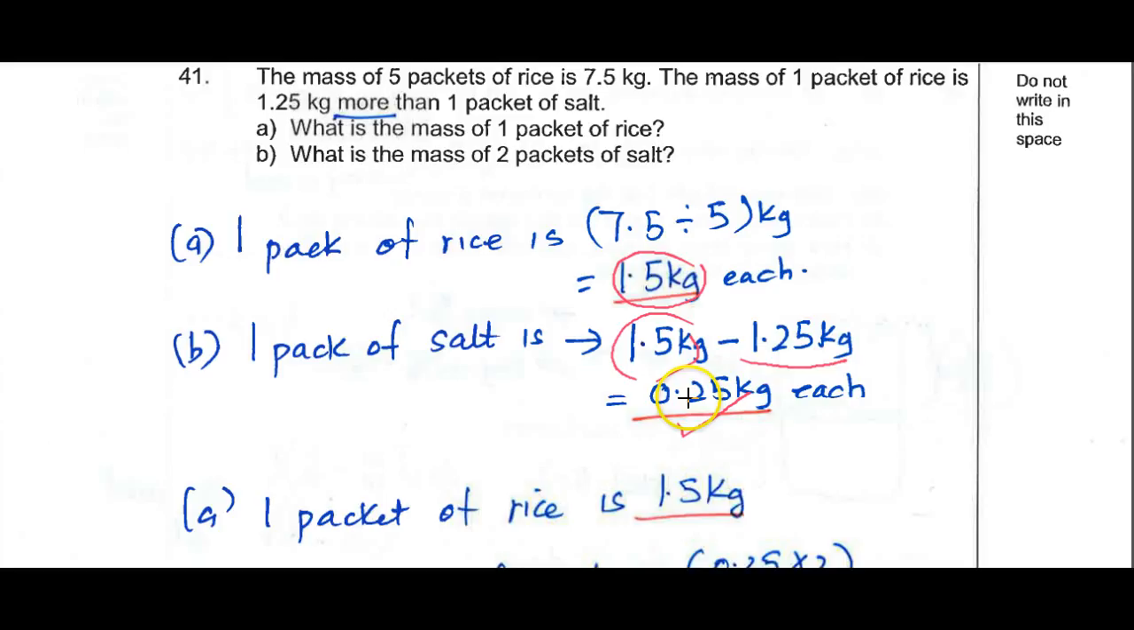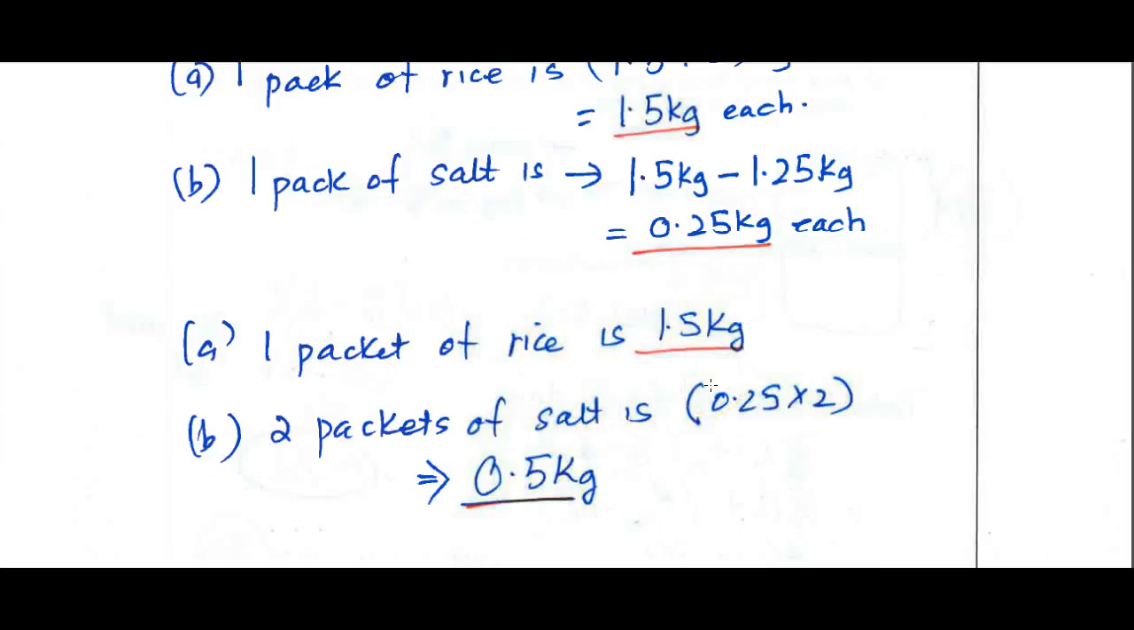Question: what is the weight of 2 packets of salt? All right. Let's go down. If 1 packet of salt is 0.25 kg, then 2 packets of salt will be 0.25 times 2, which is 0.5 kg. Right? 0.25 times 2 or 0.5 kg. This part here, you have to put kg.